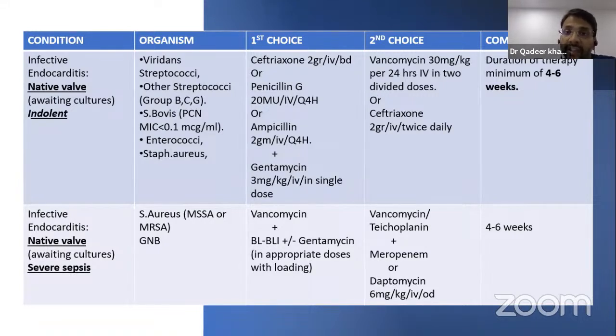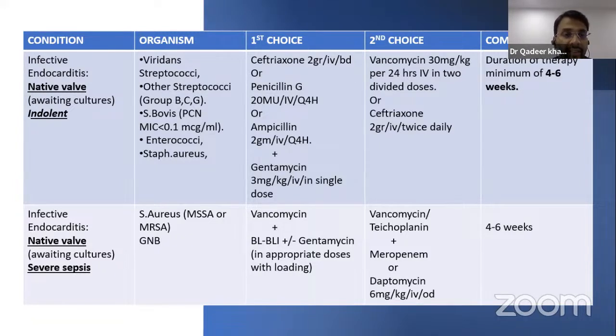First choice of drugs in these patients will be ceftriaxone 2 gram IV BD, or penicillin 20 million units IV 4th hourly, or ampicillin. If we come to know that there is a gram-negative organism, or the patient has an indolent course, we should add gentamicin. Second choice of drugs will be vancomycin 30 mg per kg per 24 hours, as OD dose or in 2 divided doses, or ceftriaxone 2 gram IV twice daily. Duration of therapy should be almost 4 to 6 weeks.